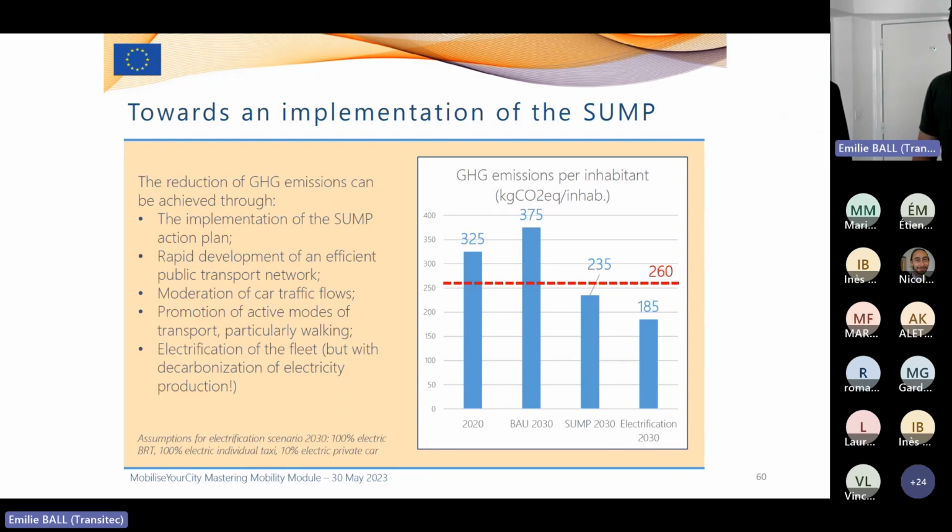So going less than the 17% of the NDC seems possible if the SUMP is implemented in Sousse, especially thanks to the new BRT system. And then we tested also a scenario with electrification of the fleet, of the car fleet, especially. And we see that there is, again, a possibility to reduce the GHG emissions of urban mobility in Sousse.